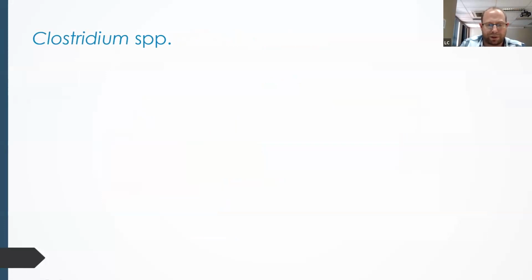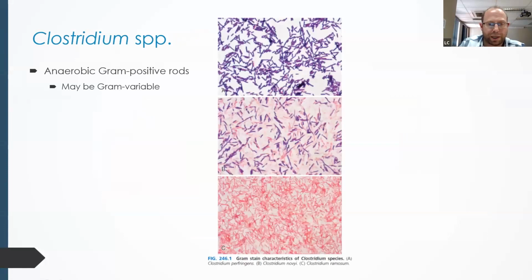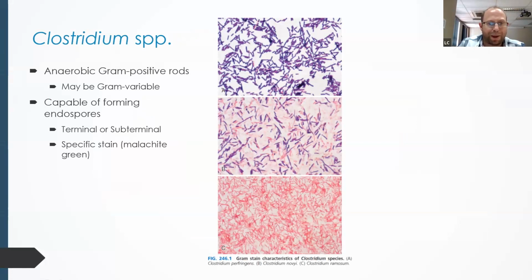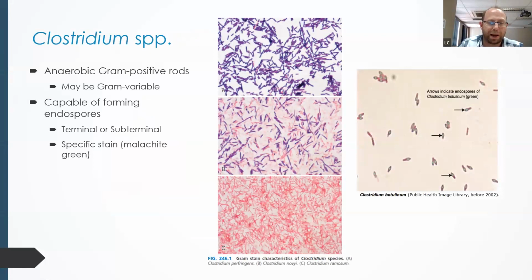So your gram-positive anaerobic bacilli, your spore-forming. These are anaerobic gram-positive rods. They may be gram variable, which is actually quite interesting, potentially with older cultures and with certain organisms like Clostridium ramosum, where they may be overtly gram negative on the gram stain. They're capable of forming endospores, which are often classified as being terminal or subterminal, and there's a malachite green stain which can identify the spore formation. And there's over 200 described species. Don't worry, we won't be discussing them all.